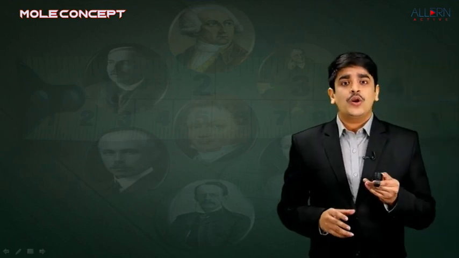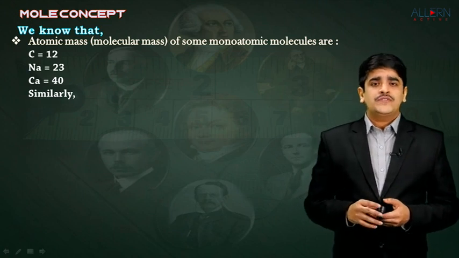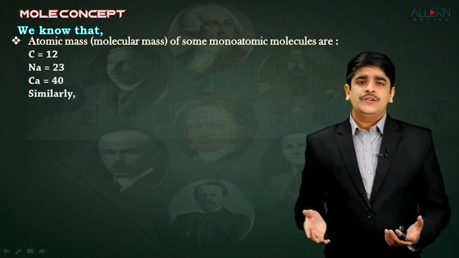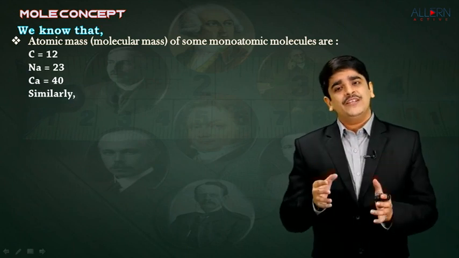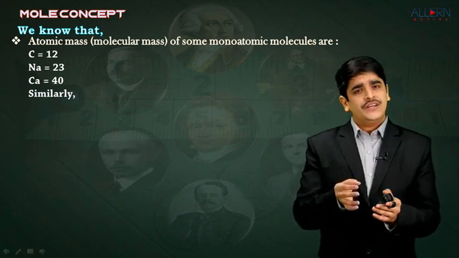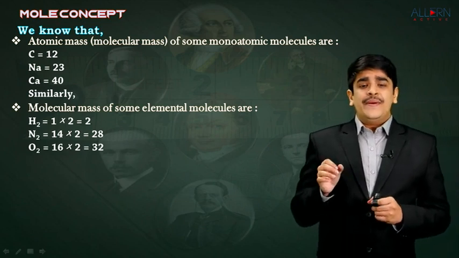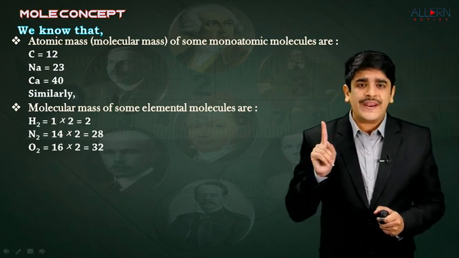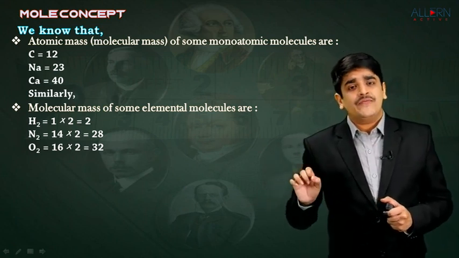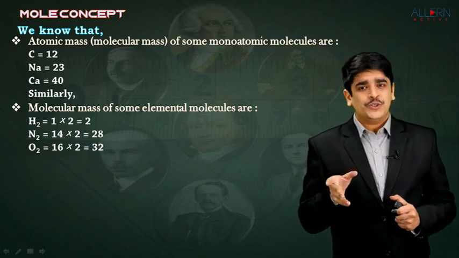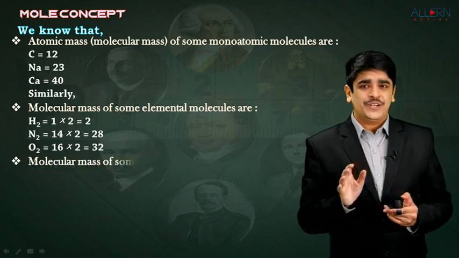Okay. So now let's continue with the mole concept. We know the atomic mass, which is the molecular mass of certain monoatomic molecules. Carbon is a monoatomic molecule, sodium is a monoatomic molecule, calcium is a monoatomic molecule, having the masses of 12, 23 and 40 respectively. Similarly, molecular masses of elemental molecules. Hydrogen, one atom weighs 1, there are 2 atoms, so 1 into 2 is 2. Nitrogen, N2, one atom weighs 14, but there are 2 atoms, so 14 into 2, 28. Oxygen, one atom weighs 16, but there are 2 atoms, so 16 into 2, 32.